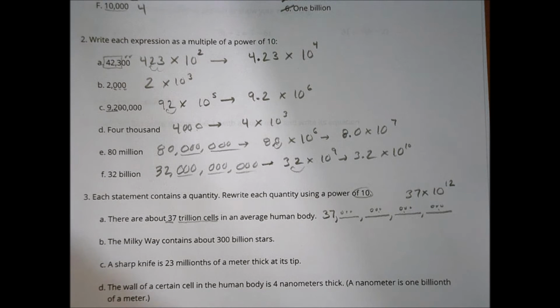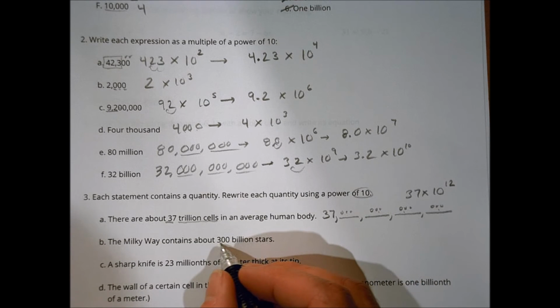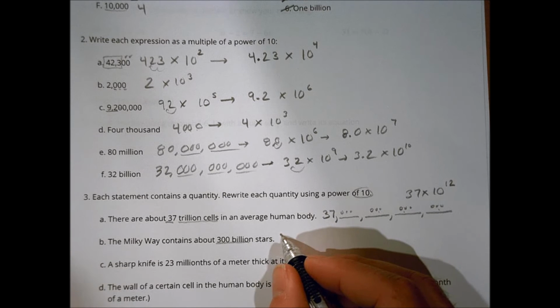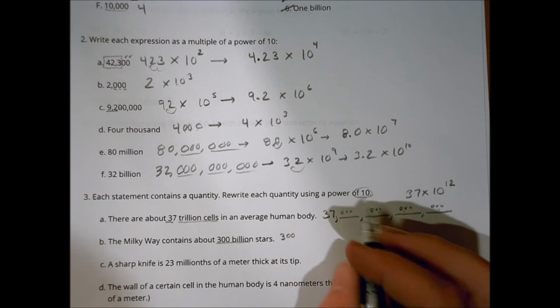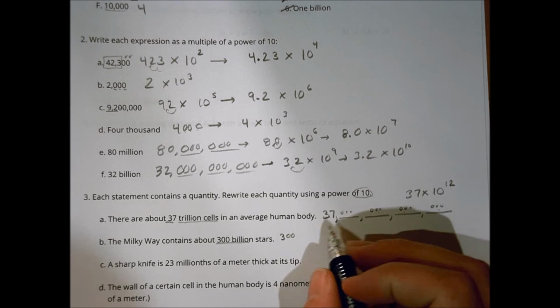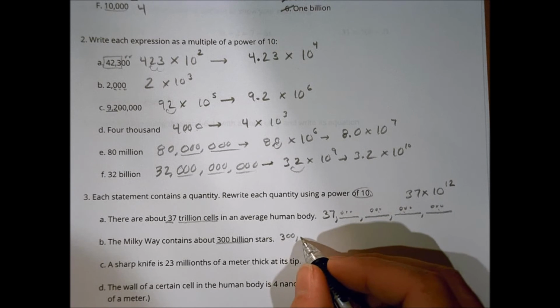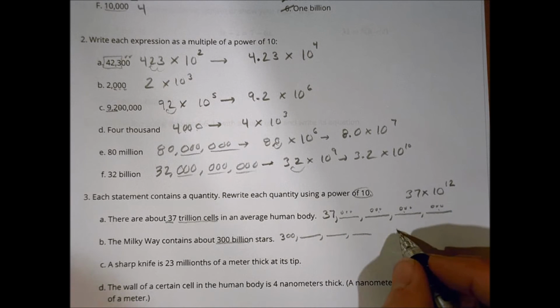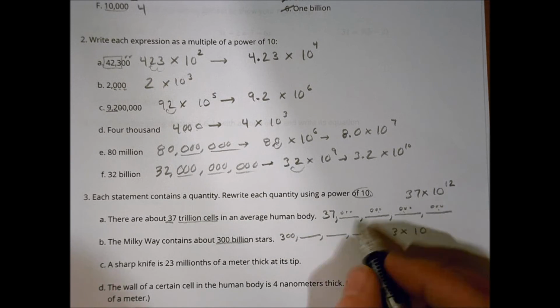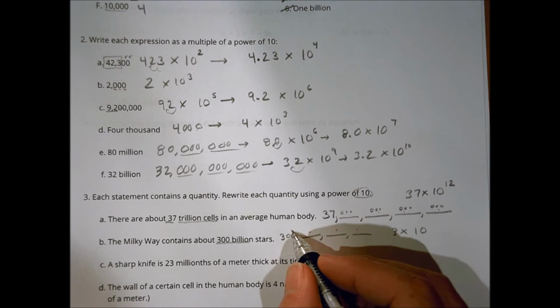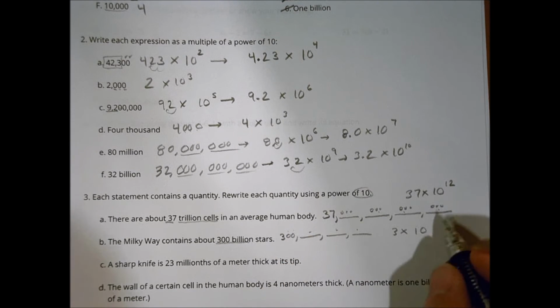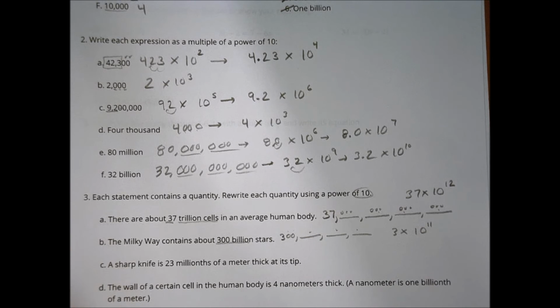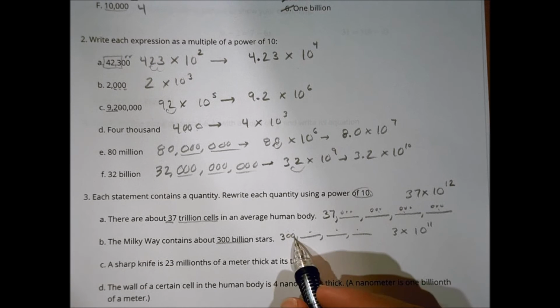Okay, 300 billion stars. So again, 300, right? And we're going to go with billion. So that's billion, followed by millions, thousands, hundreds. So that's going to be 3 times 10 to the 3, 6, 9, 10, 11th power. Right, that's how to do it there. Okay, you can also do 300 to the 9th power, and that would be okay as well.